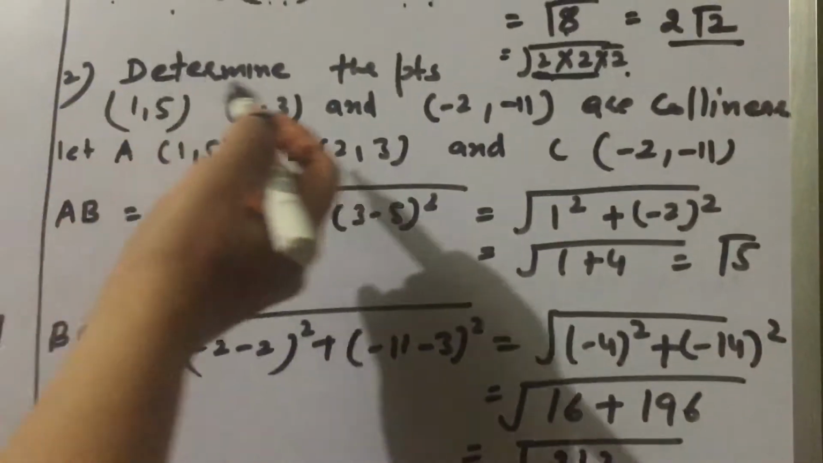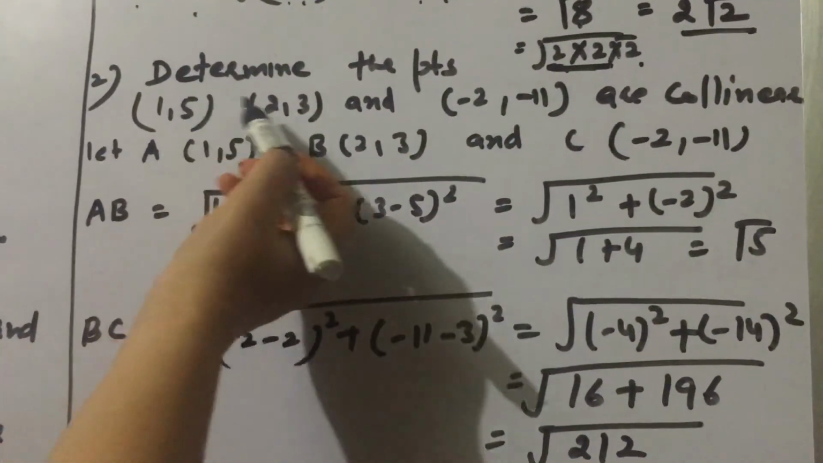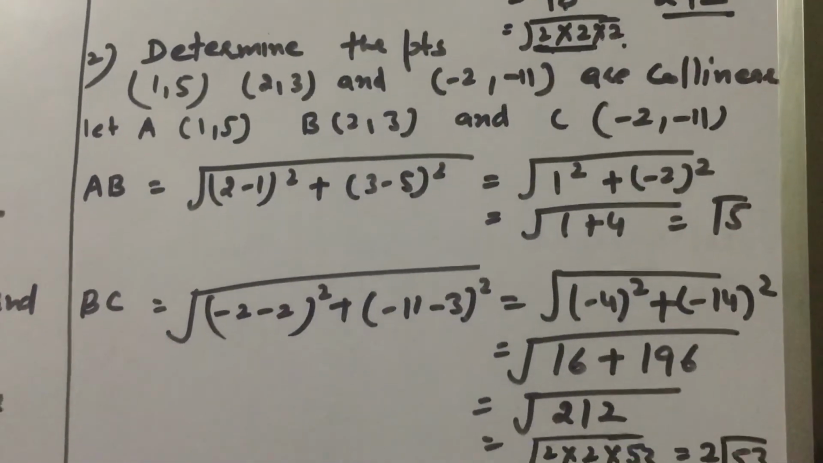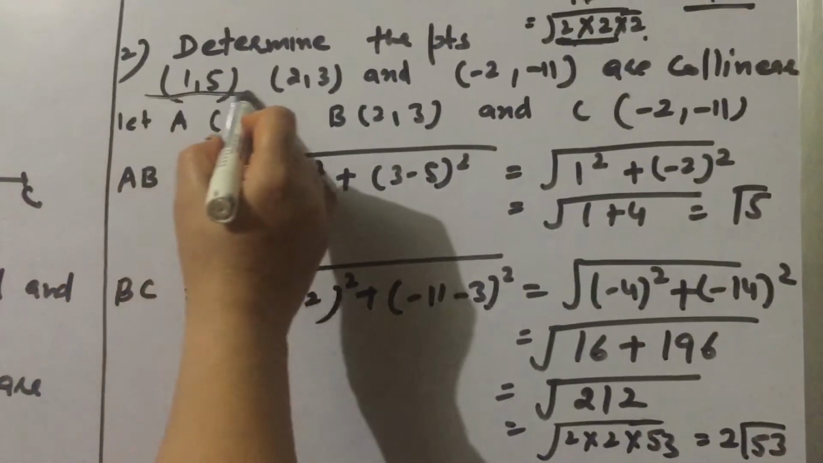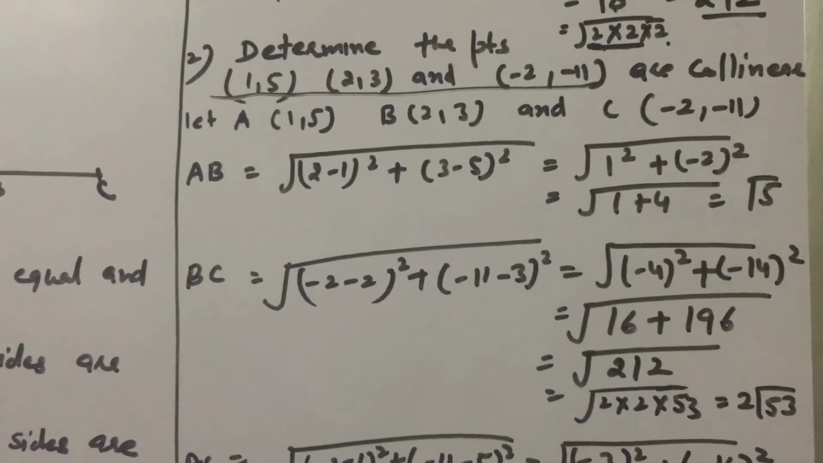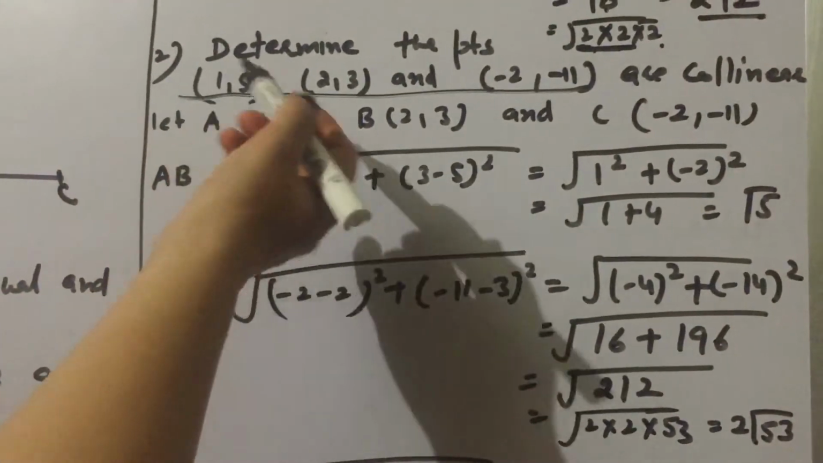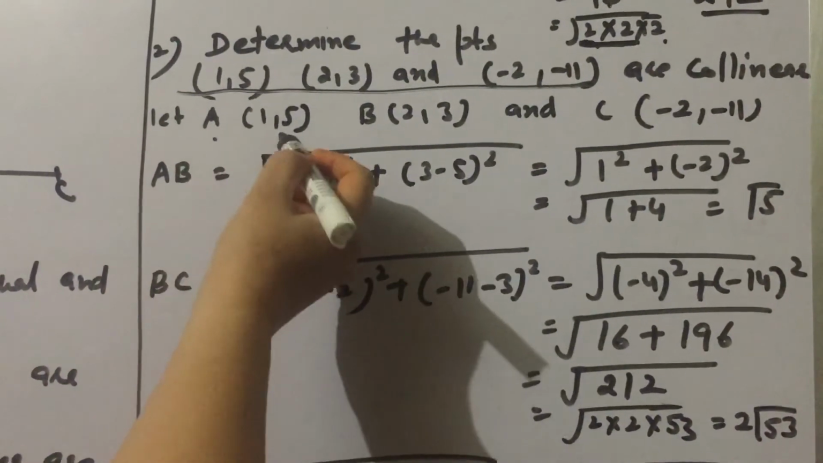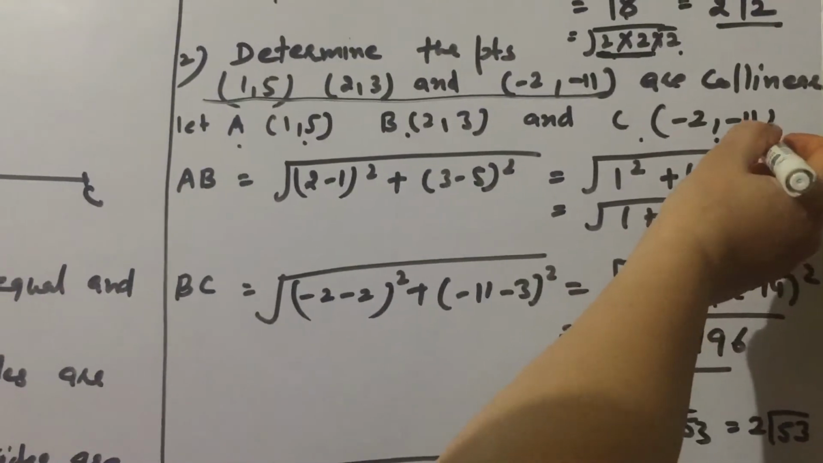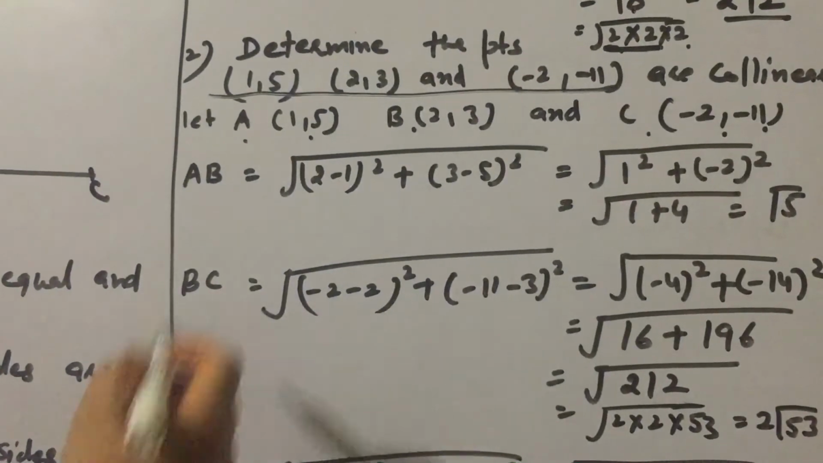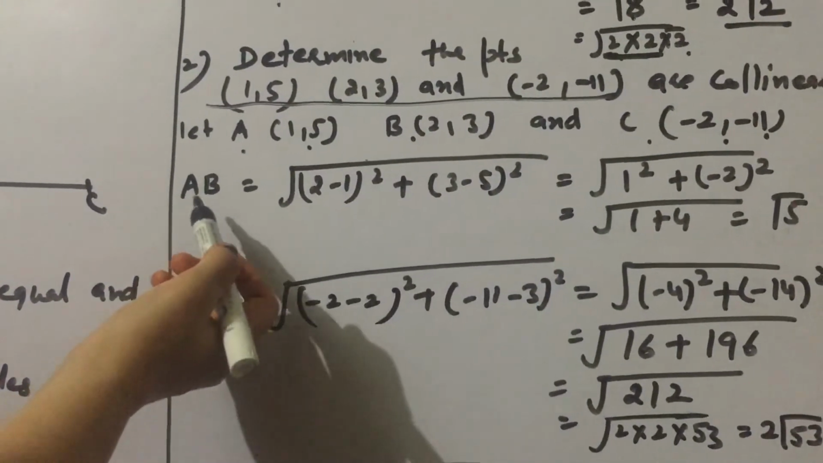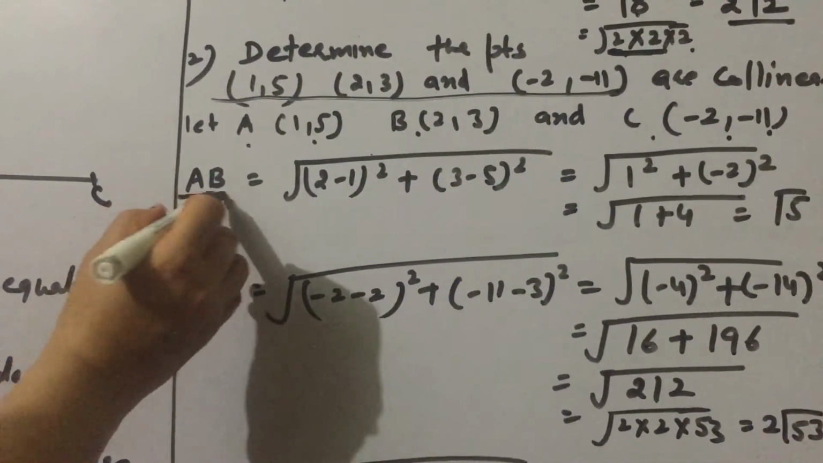Next, determine whether the points (1, 5), (2, 3) and (-2, -11) are collinear. We have to prove that these points are on the same line. For collinearity, first we give the names: A (1, 5), B (2, 3) and C (-2, -11). Now we have to find the distances AB, BC and AC.